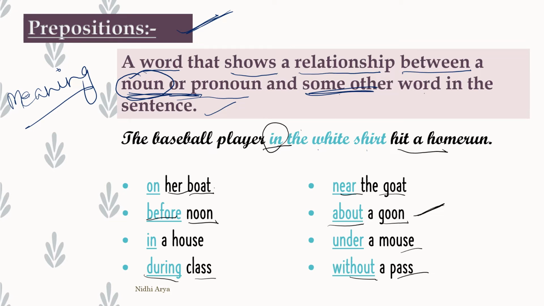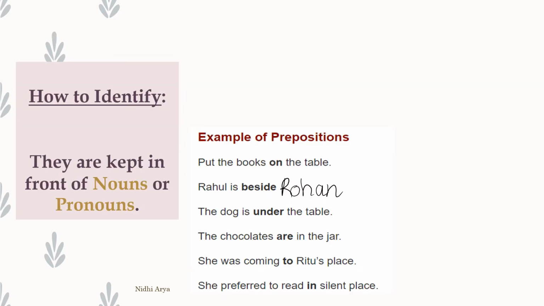So how do we identify? हमें पता कैसे चलेगा कौन सा preposition है? Let's see how to know whether a word is a preposition or not. They are always placed in front of a noun or a pronoun. Here are the examples. Put the books on the table. Here, the table is a noun. So what is placed before it? It's on.